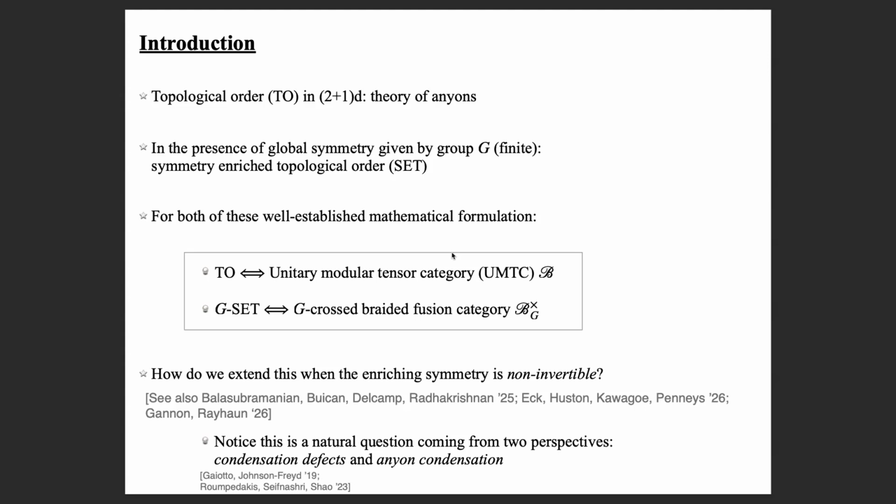And just to say, asking about symmetry enrichment by a non-invertible symmetry is a natural question, at least from two perspectives. The first one is condensation defects. So typically, the symmetries G that can enrich your topological order have as underlying zero-form symmetry defects condensation defects. But it often happens that these condensation defects actually have non-invertible fusion rules. So this leads to considering non-invertible symmetry enriched topological order. And the other perspective is anyon condensation, and that's what I will discuss today.